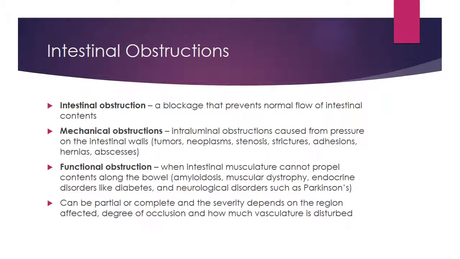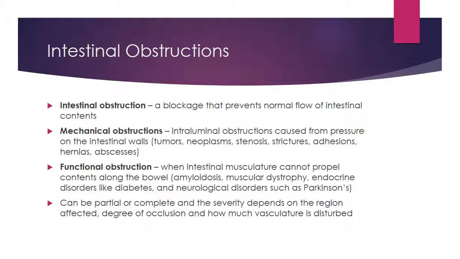Okay, intestinal obstructions. An intestinal obstruction is a blockage that prevents normal flow of intestinal contents. And there's two different kinds. There's mechanical obstructions, and that is when they're caused from pressure on the intestinal wall, so if there's tumors or stenosis. Functional obstruction is when the intestinal musculature cannot actually propel the contents along the bowel. And there's several disorders that can cause that.